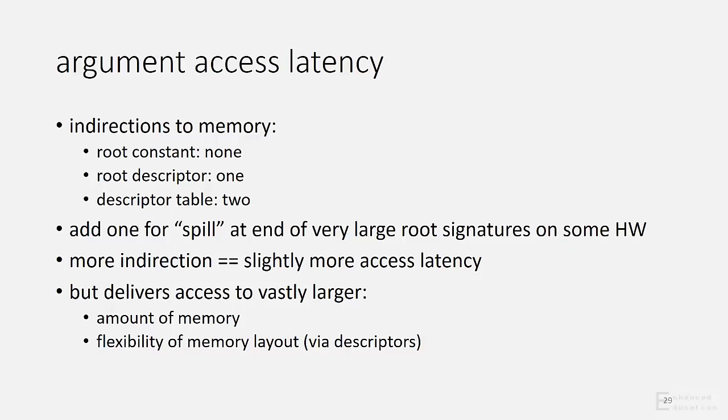So you can think of more indirection as obviously slightly more access latency. Depending on the scenario, though, or the hardware characteristics, these varying levels of access latency may or may not be actually noticeable. Another way to look at what these extra levels of indirection buy you is that the more indirection you go with, the larger amount of memory you have at your disposal, and the more flexibility you have in the memory layout, such as using the full breadth and richness of descriptor types.